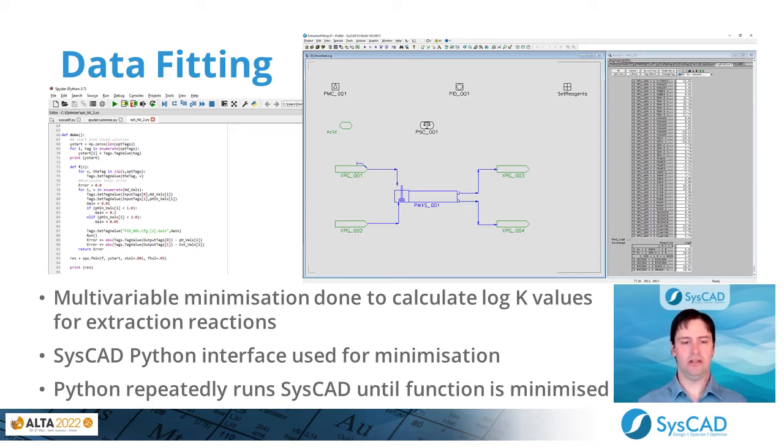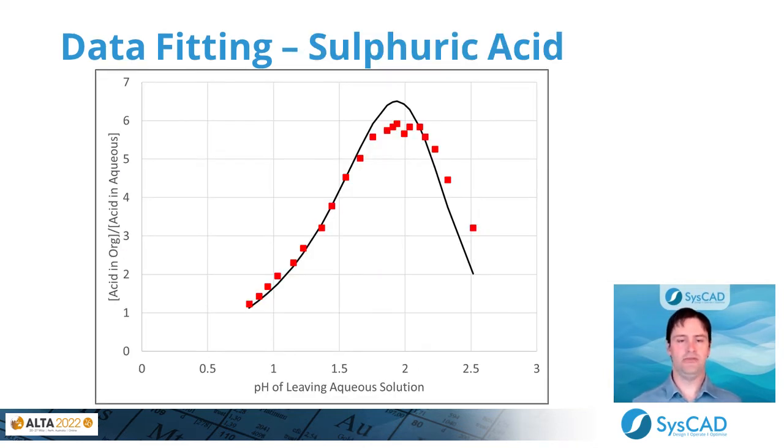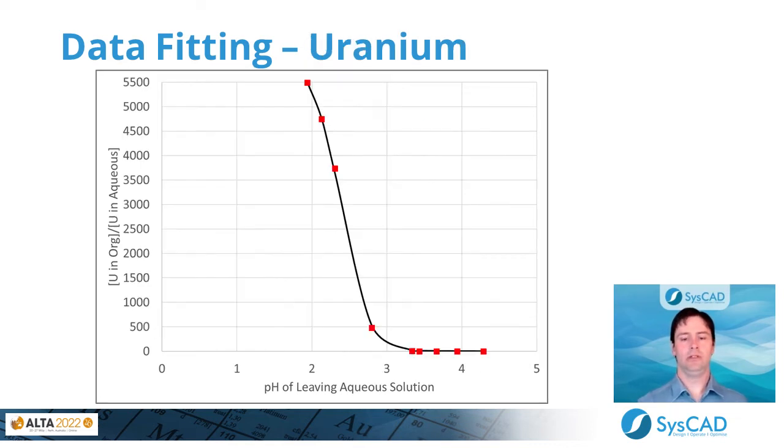What we did is we used the SysCAD Python interface, where SysCAD can be controlled remotely from Python, and we adjusted the log K values iteratively using the SciPy Optimise package. So Python repeatedly runs SysCAD until the function is minimized, where the function is the difference between the predicted and experimental values. And these are the results. You can see good results for data fitting for sulfuric acid. Here we have organic over aqueous distribution coefficient as a function of pH. Here again, as a function of pH, we have the distribution of uranium in the organic and aqueous. Again, it's a good data fit.